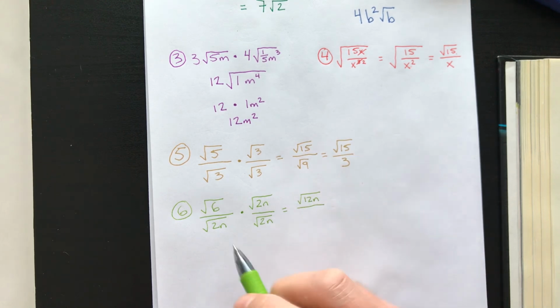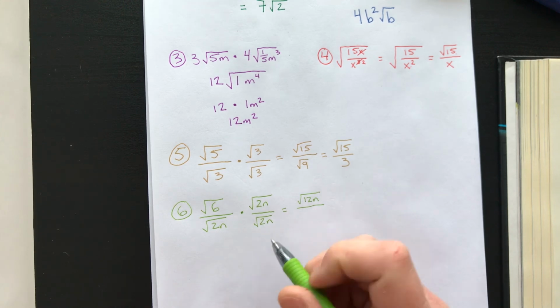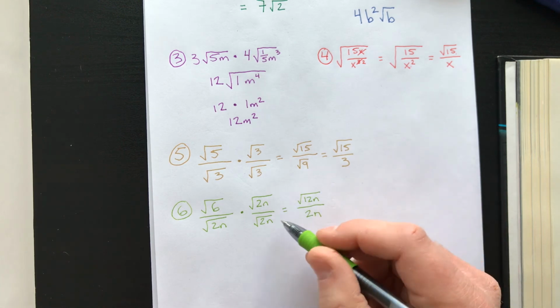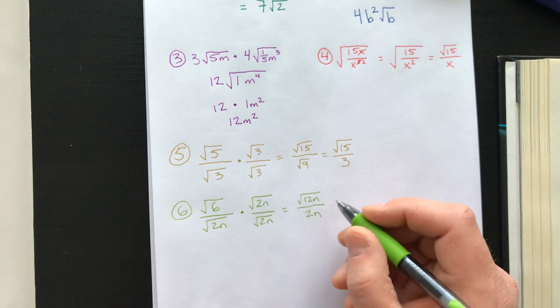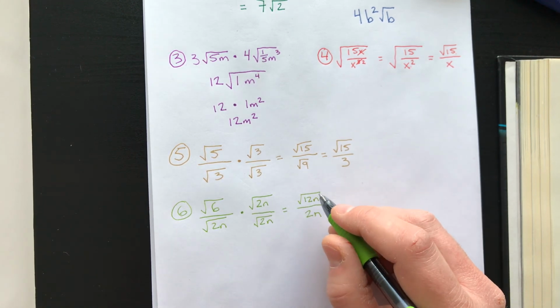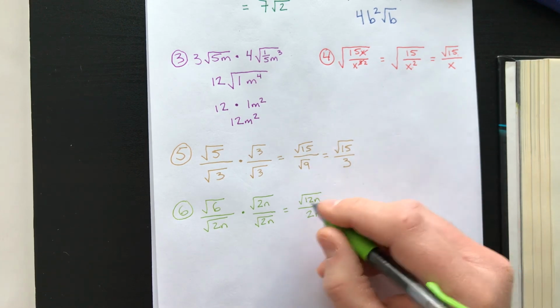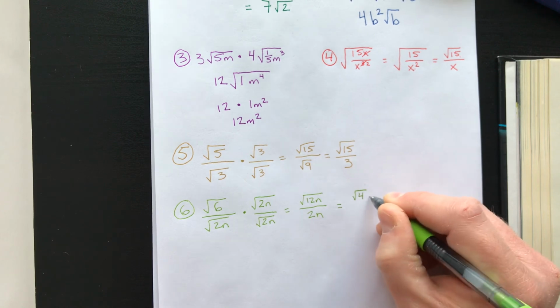And then in the denominator, remember I said before, if you multiply the square root of 2n times the square root of 2n, I'm just going to get 2n. That's why this works. That's why you have to do it this way, to get rid of that radical. Now I need to break down this numerator because 12 has a perfect square as a multiple. Remember, it's 4.